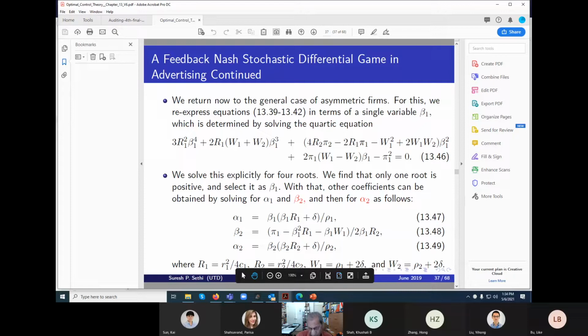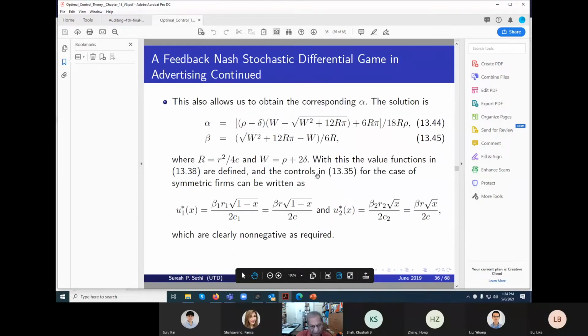I don't know how to remove this bar. Anyway, R1 is R1 squared by 4C1, R2 is R2 squared by 4C2. This is very similar to the definition of R and W here, but now we have R1 and W1 and R2 and W2.